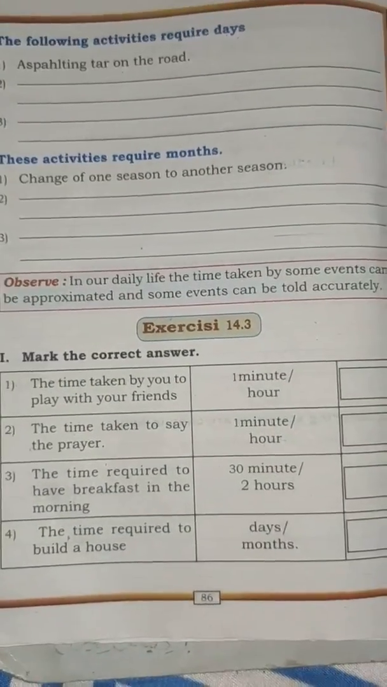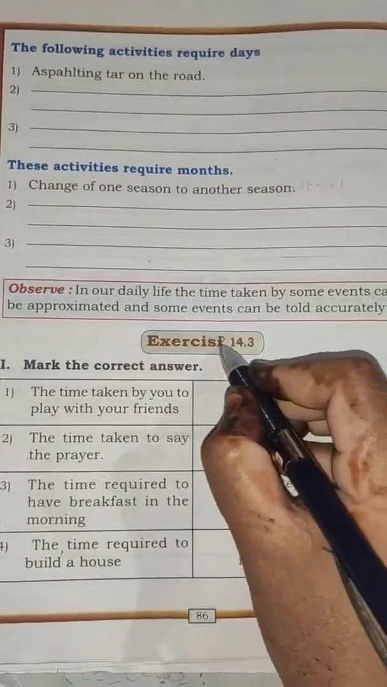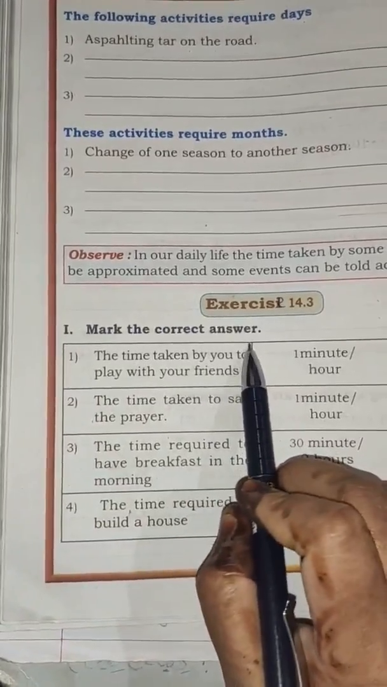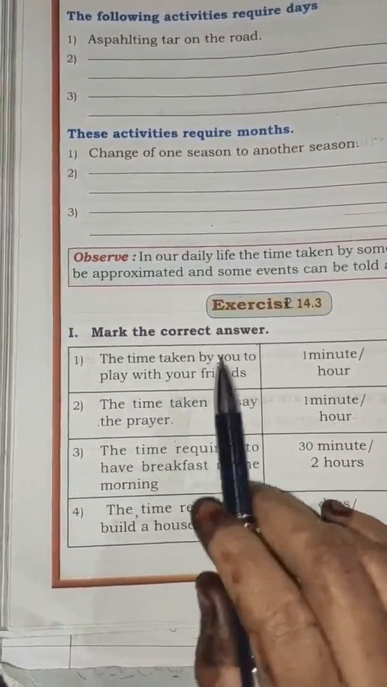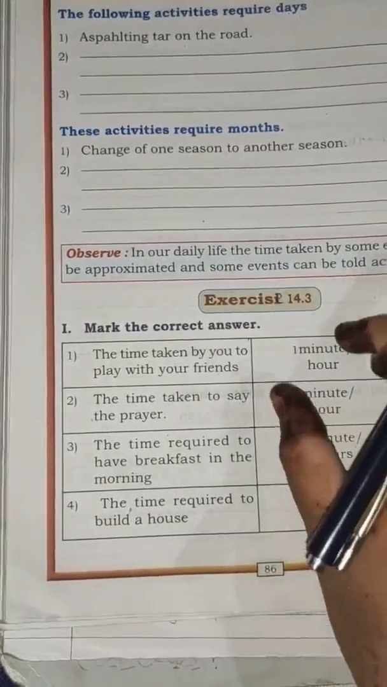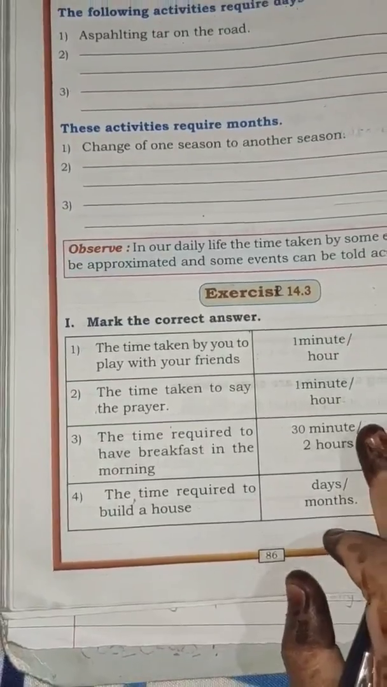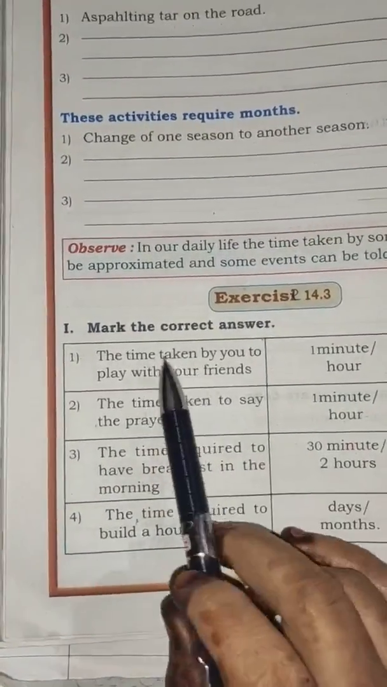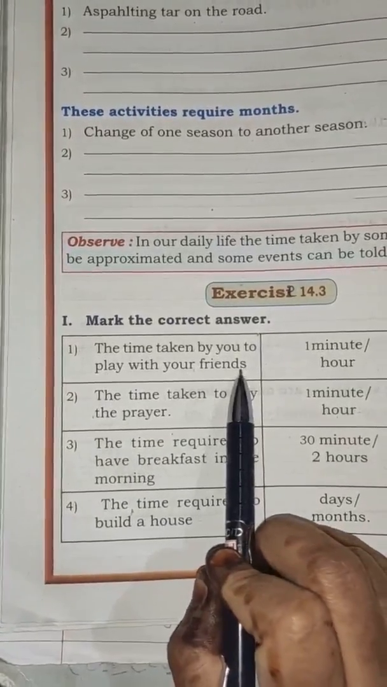Okay. Now, children, come to the page number 86, exercise part 14.3. Okay. Make the correct answer. First one is, mark the correct answer. Here, there are some activities and here are their times. Okay, you have to mark it with the correct answer, that how much time does this activity takes to get complete.